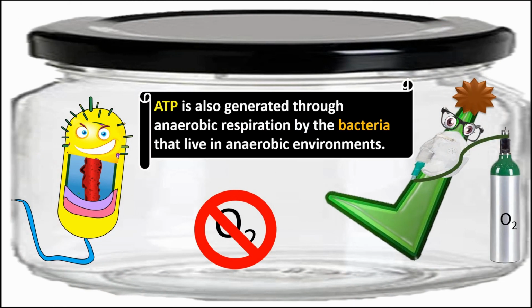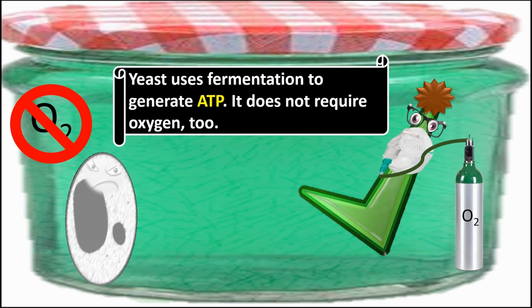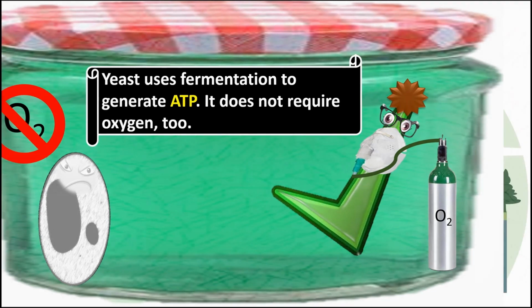ATP is also generated through anaerobic respiration by the bacteria that live in anaerobic environments. Yeast uses fermentation to generate ATP. It does not require oxygen, too.